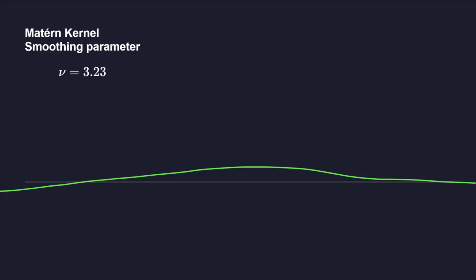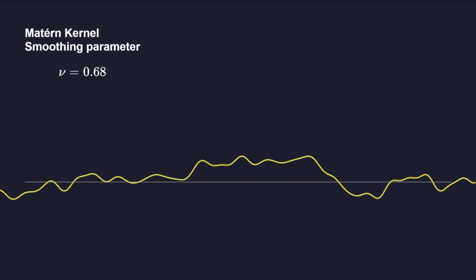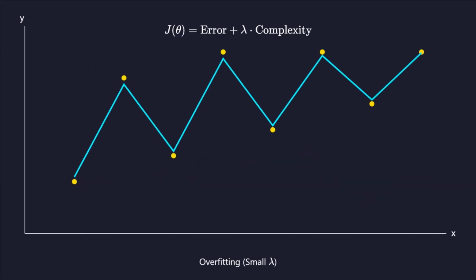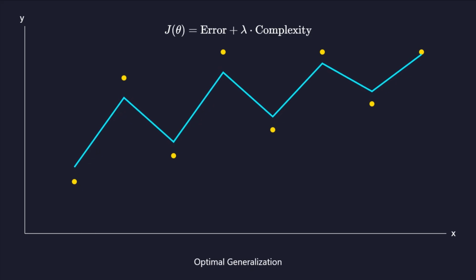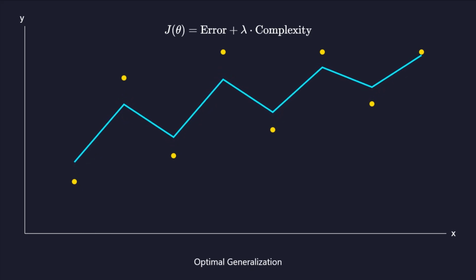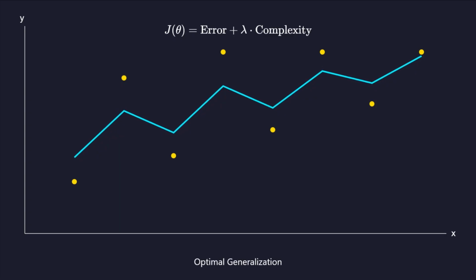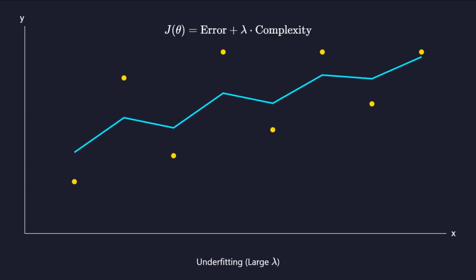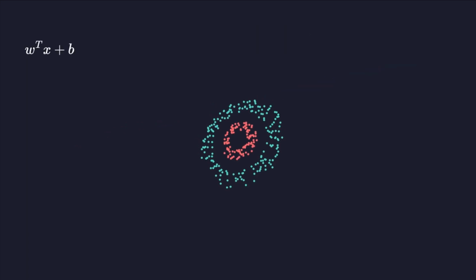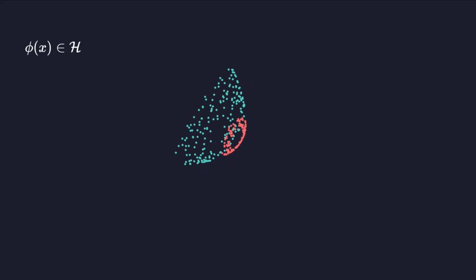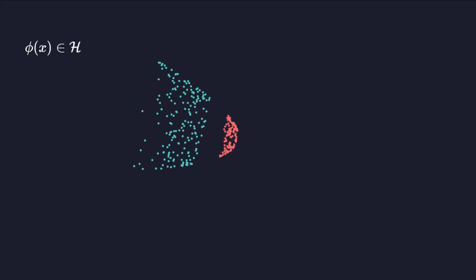The Matern kernel family generalizes the Gaussian kernel by introducing a parameter that controls the differentiability of the resulting functions. This allows for the modeling of processes that are less smooth than those produced by the Gaussian kernel. Changing the regularization parameter lambda traces a path of solutions from a perfect fit on the training data to a completely smooth function. Optimal generalization is usually found at an intermediate point that balances error and complexity.